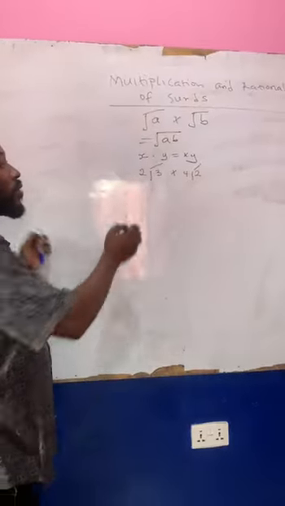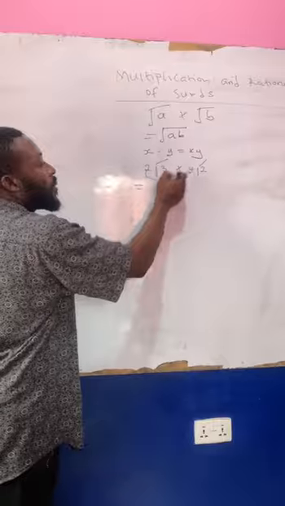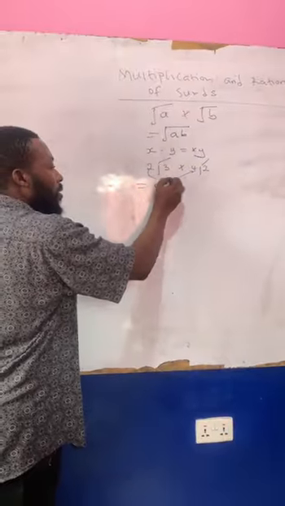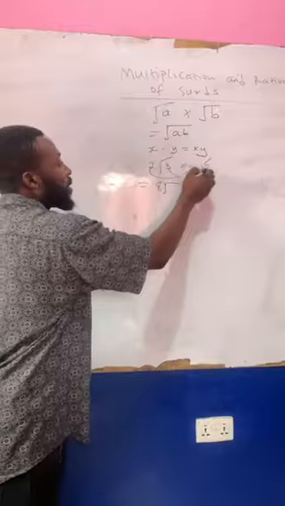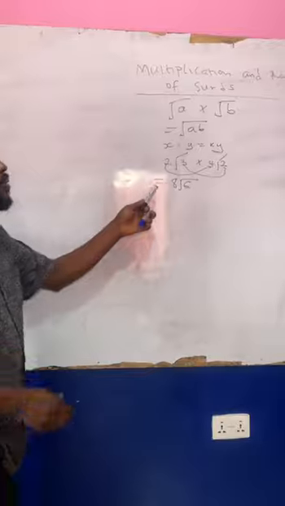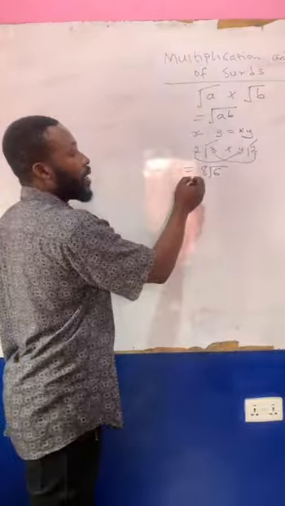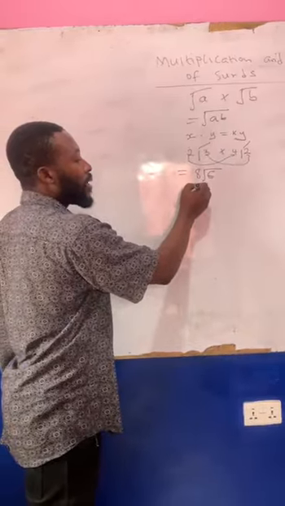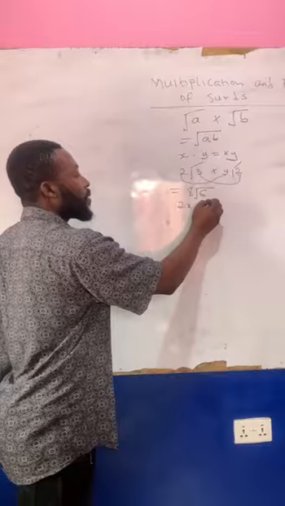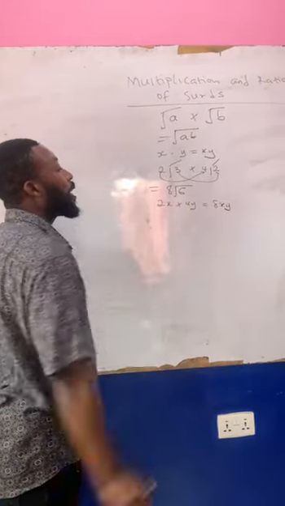So all you have to do is to multiply the coefficient first, which is 2 times 4 will give us 8. Then you multiply the radicals, 3 times 2 to give us what? 6. So we are able to get our 8 root 6. For example, in algebraic form, we can write 2x times 4y, which is 8xy.